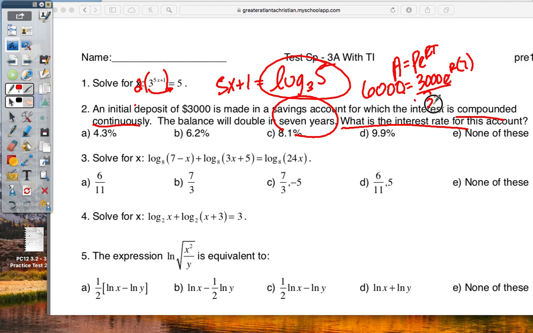Divide by 3,000. Good. The left side turns into 2 is equal to E to the 7R. And then what do I do to get E out of there? ln both sides. Good. So I'd have ln of 2 equals, E and ln cancel, equals 7R. And then therefore ln of 2, getting that answer. And then I'll divide it by 7. Okay. Make sure you do ln of 2 and then divide by 7 there. Okay?